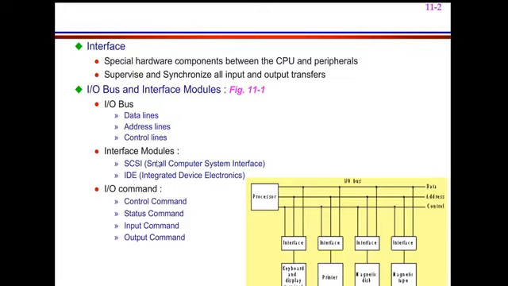Now, the interface module can be SCSI or IDE. What do you mean by SCSI? It is a Small Computer System Interface, or IDE, which is Integrated Device Electronics. The next one is your I/O command.